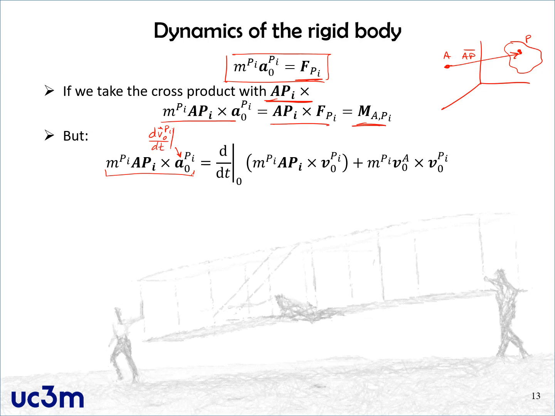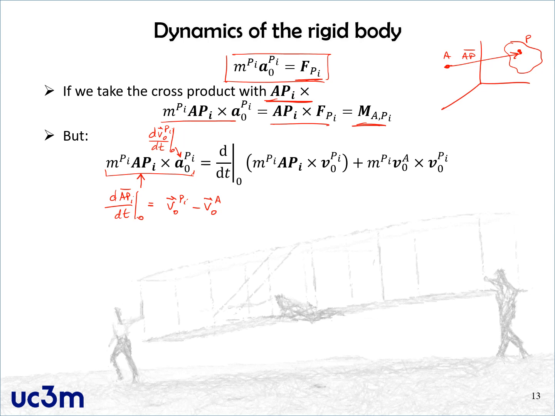Okay. We can take the derivative sign outside of this cross product, all right? But then we have to take into account that AP may have a derivative, all right? The derivative of AP_i in reference frame 0 is equal to the velocity of P_i minus the velocity of A. All right.